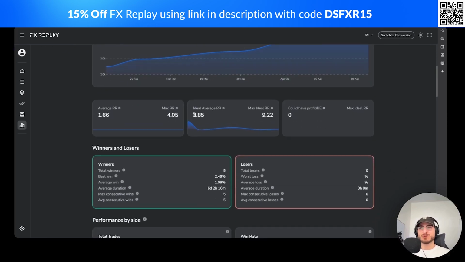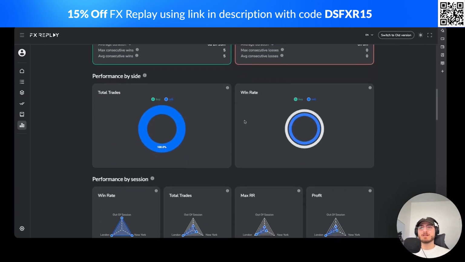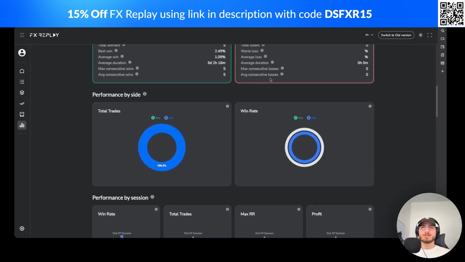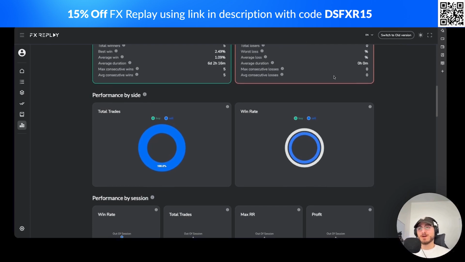We could potentially hold our trades a lot longer. That's interesting to note. Our 3.85 is our average, so maybe we can hold a little bit longer as opposed to moving stops to break even. So that's something that we'll have to assess. We currently don't have enough data to really make any seriously informed decisions as to which sessions we should trade, et cetera, and also we don't have any losses yet.